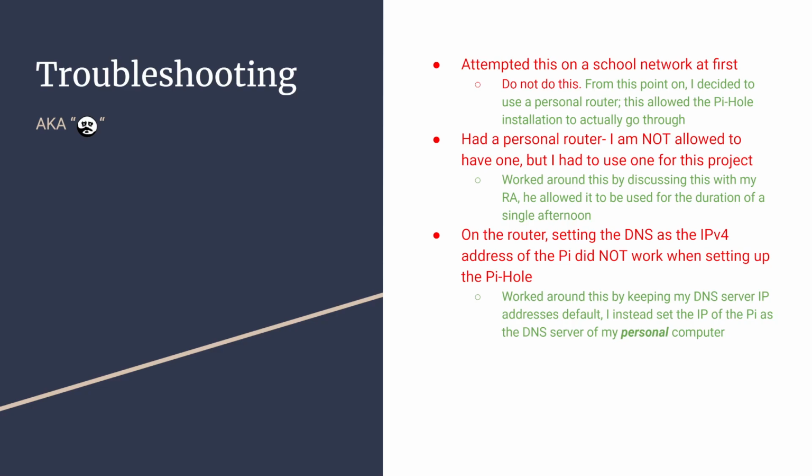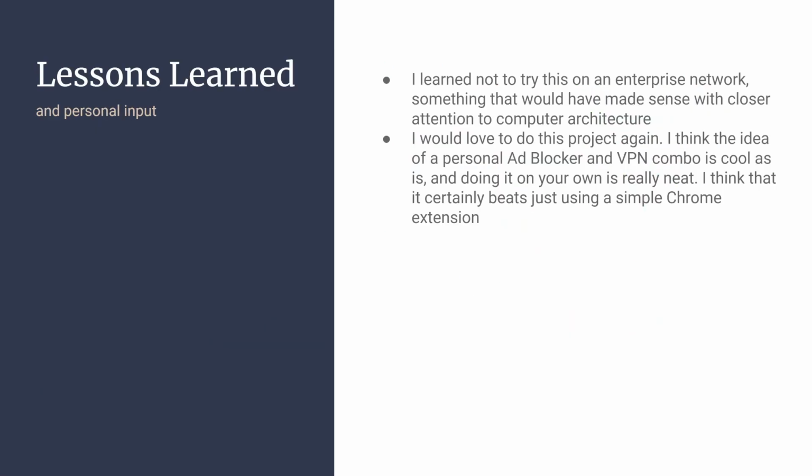My router did not like me changing the DNS server to the Pi's IP at all, even when it was the correct IP. Not sure why this happened. I would like to think there's some reason why, but that's just the way things happened. So yeah, some lessons learned and some personal input.